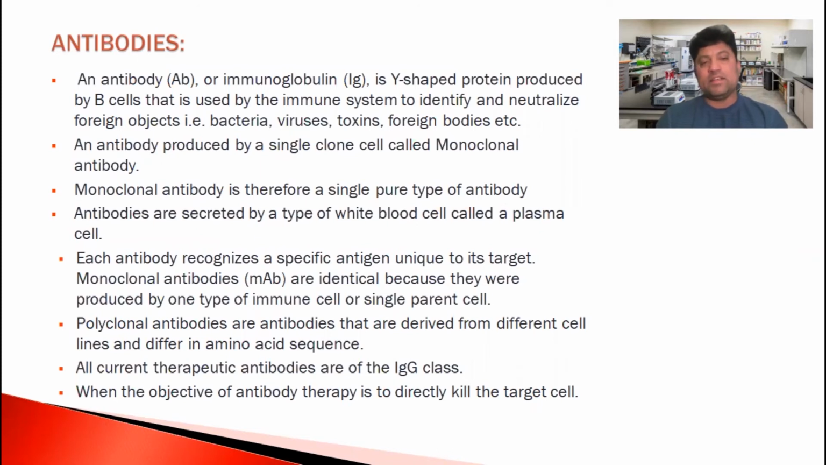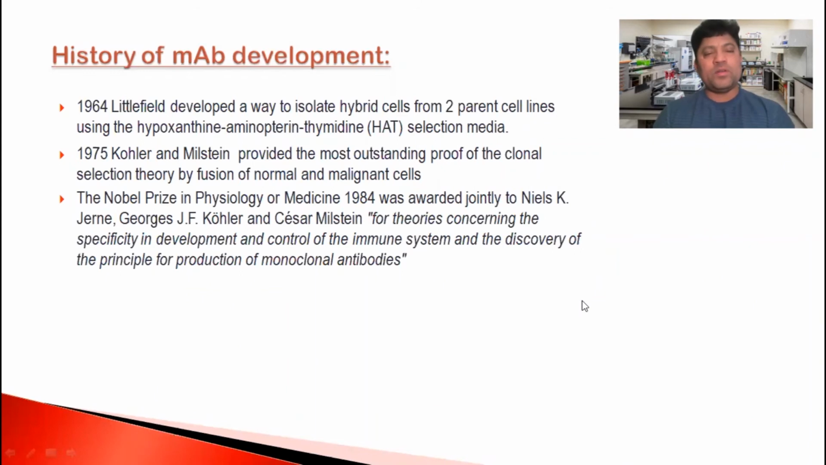Antibodies are secreted by a type of white blood cell called plasma cells. Each antibody recognizes a specific antigen unique to its target. Monoclonal antibodies are identical because they were produced by one type of immune cell, a single parent cell. Polyclonal antibodies are derived from different cell lines and differ in amino acid sequence. All current therapeutic antibodies are of the immunoglobulin class when the objective of antibody therapy is to directly kill the target cell.